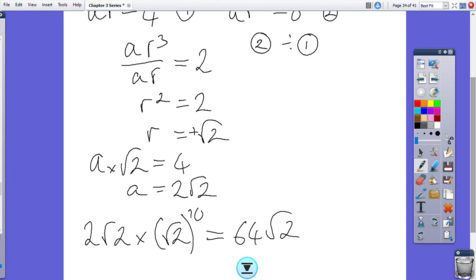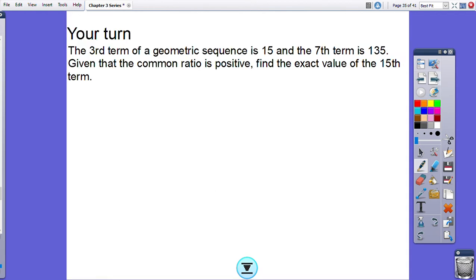Okay, pause, make your notes, and then I'd like you to have a go at this question here. Right, and if you've had a go at this question here, let's have a look and go through it.